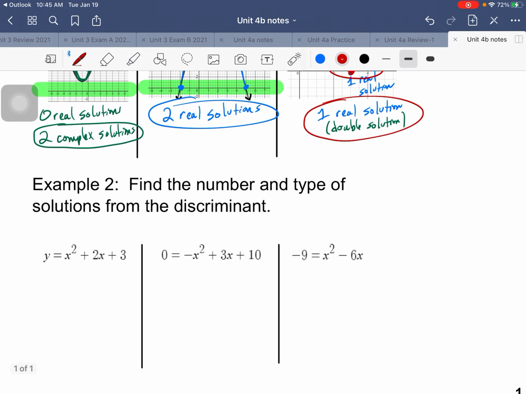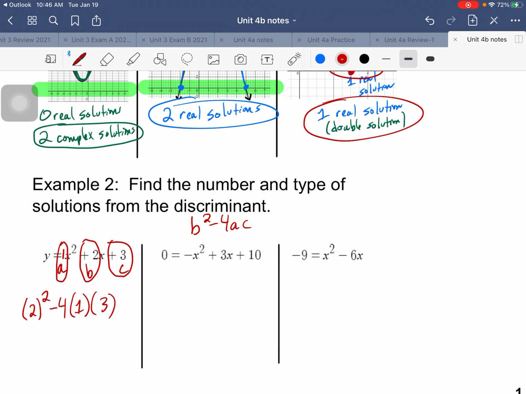So now let's get to calculating from the discriminant. So now we're not graphing. Remember the discriminant is b squared minus 4ac. So we're going to need to know what a, b, and c are. In number one, the a is always in front of the x squared term, so that's 1. B is always in front of the x term, and c is always the constant, the number by itself. So we do b squared, I always put it in parentheses, b squared minus 4 times a times c. And let's simplify this down.